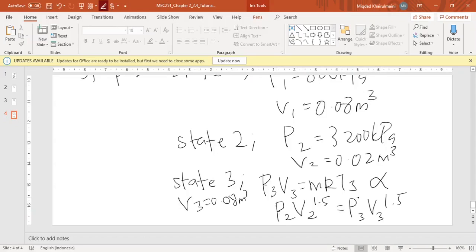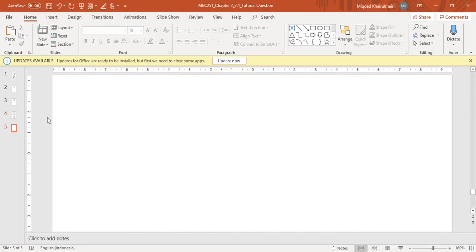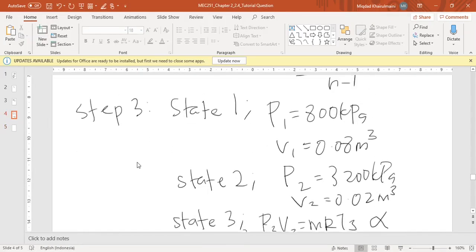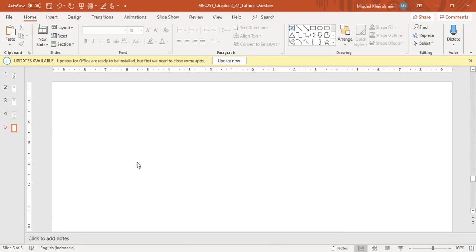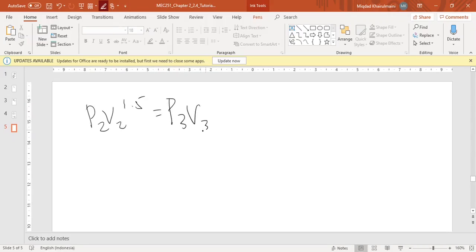Okay, so now we can solve for pressure at state 3. Let me get a new page. So using the polytropic equation, P2 V2^1.5 equals P3 V3^1.5. Okay, we rearrange it. We bring together pressure with pressure, volume with volume.